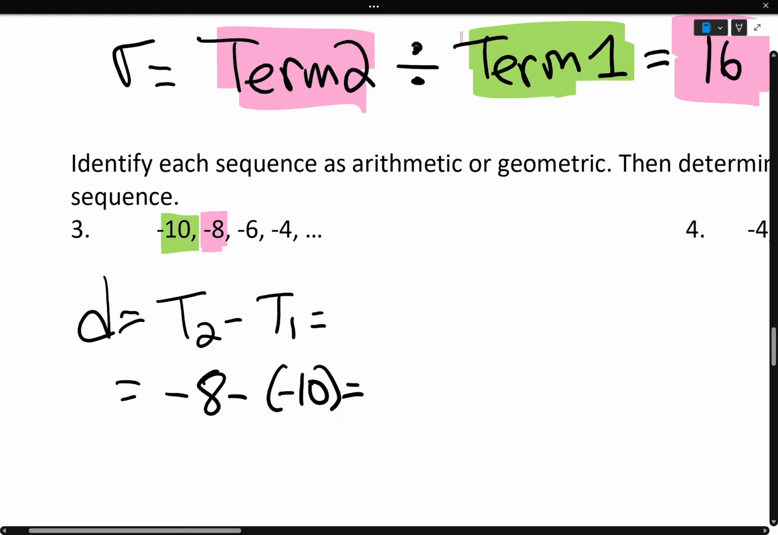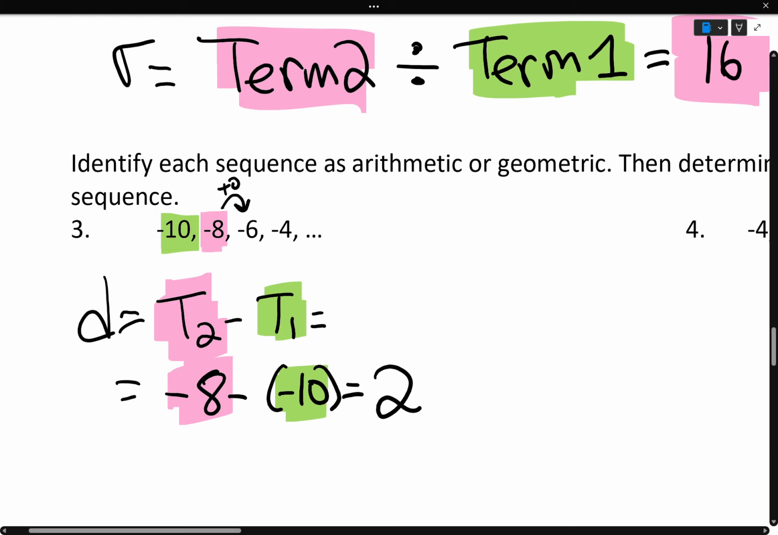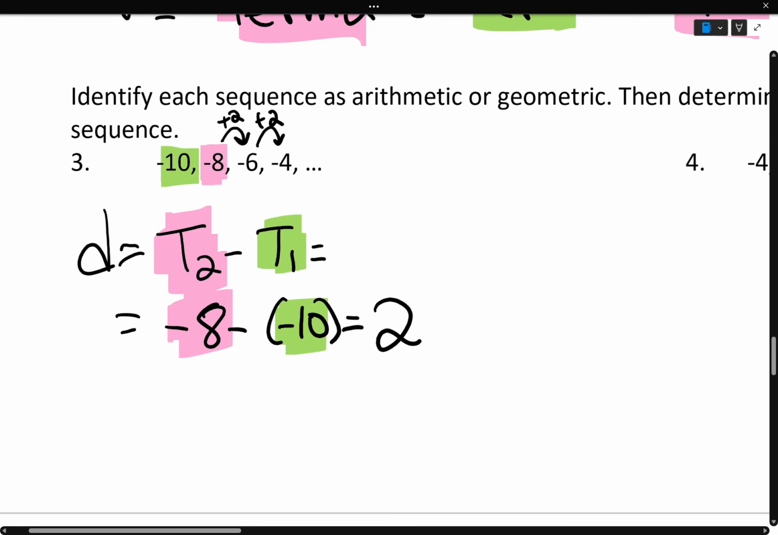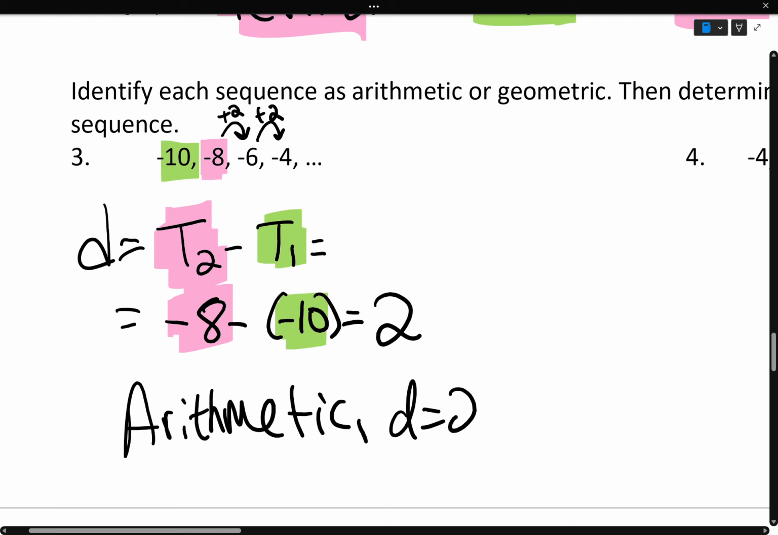Let's see if that works. All right, -8 minus -10 is +2. So possibly we're adding 2 each time. So I know that happens between -10 and -8. -8 plus 2, is that -6? Yes. -6 plus 2, is that -4? Yes. So it's arithmetic. D equals 2. Woot.